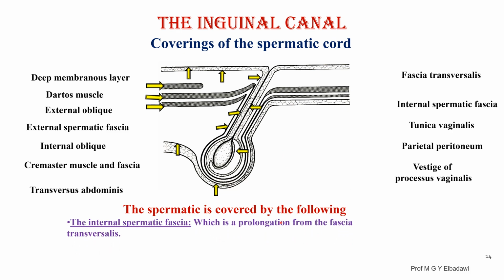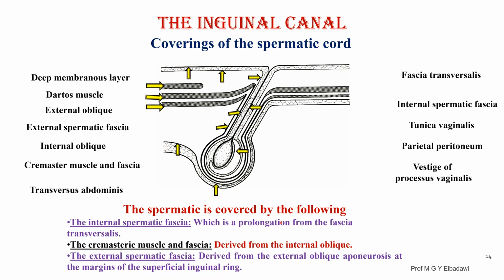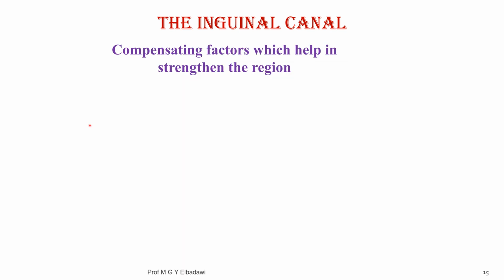So the coverings are the internal spermatic fascia from the fascia transversalis, the cremasteric muscle and fascia from the internal oblique, and the external spermatic fascia from the external oblique.